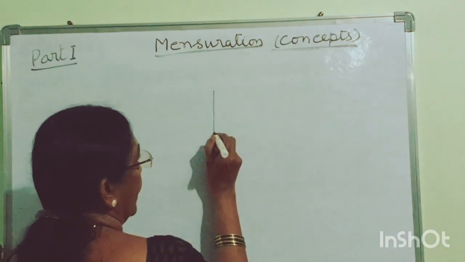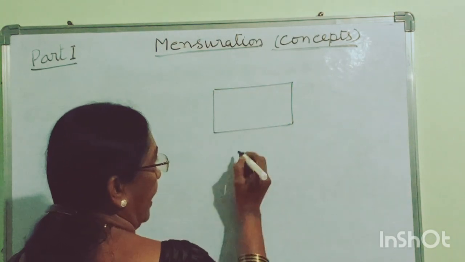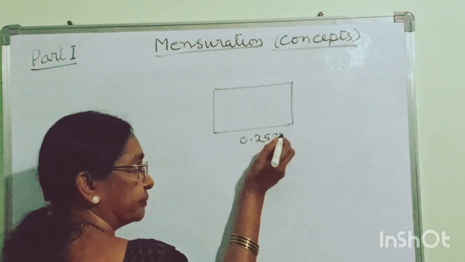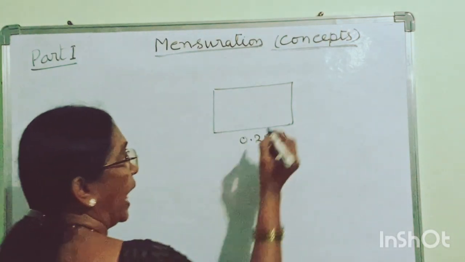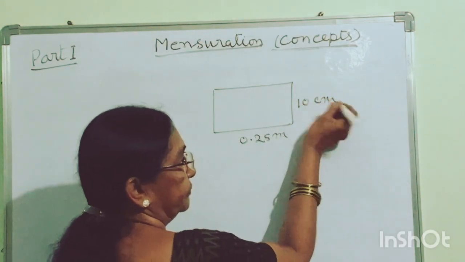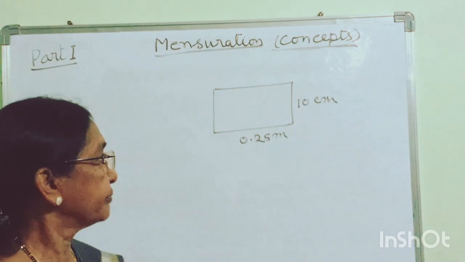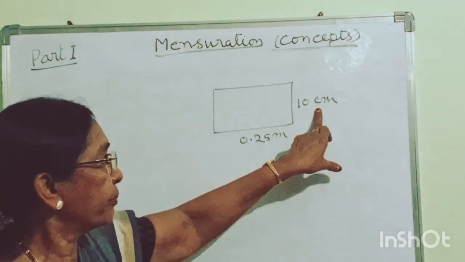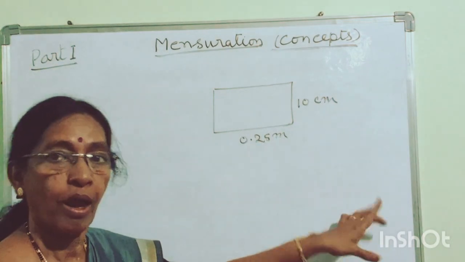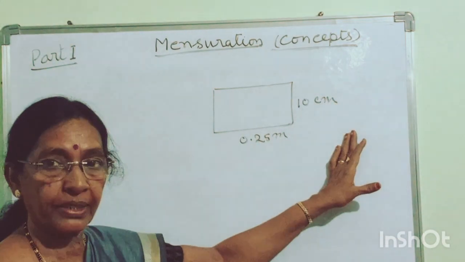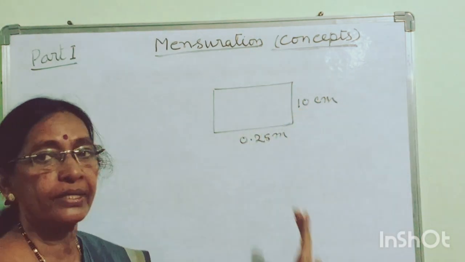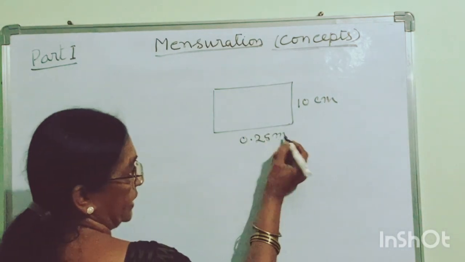Suppose there is a rectangle and the length of the rectangle is 0.25 meter, and the breadth of the rectangle is 10 centimeters. Find the area. The length is given in meters and the breadth is given in centimeters. So we have to convert meters into centimeters, or we can convert the centimeters into meters. In whatever way, we have to take both in the same units. So we will convert meters into centimeters.